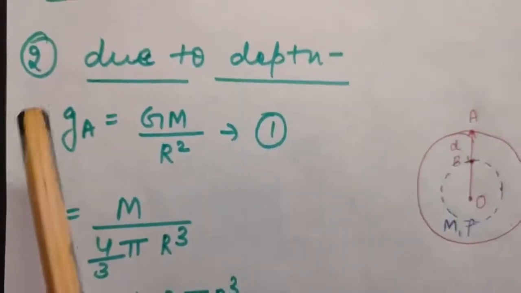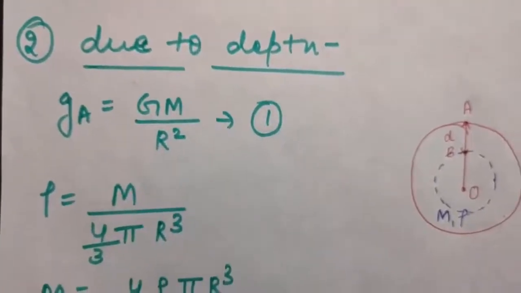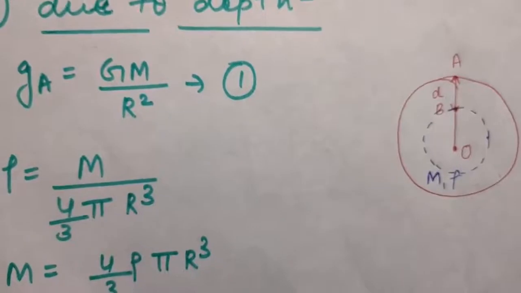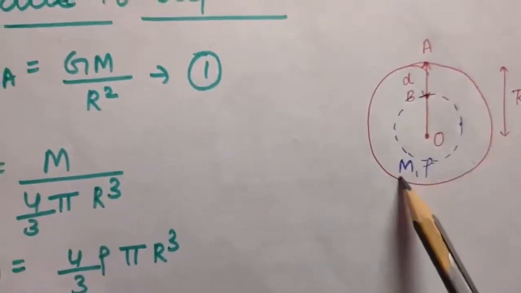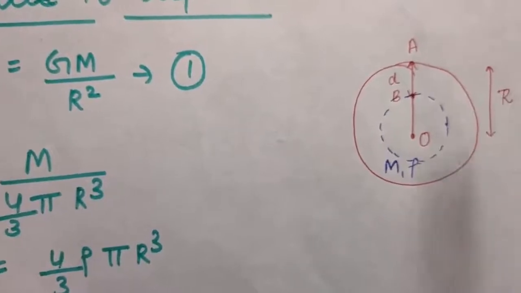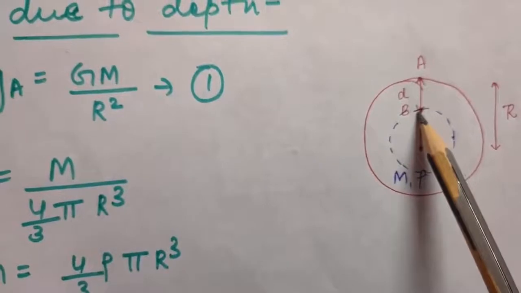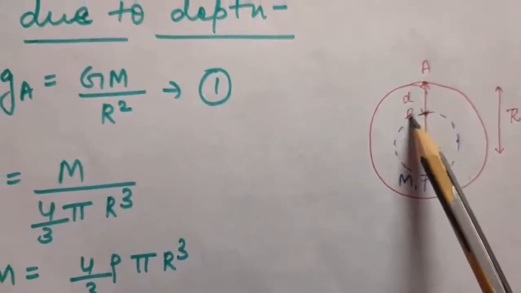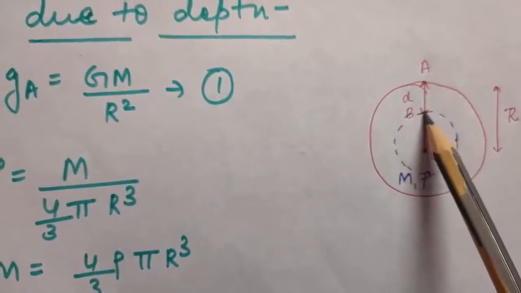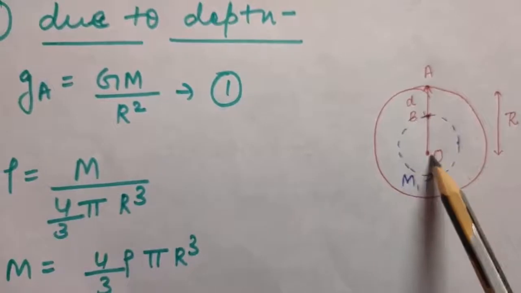Okay, so the second point is the variation of g due to depth, and due to height we have already studied. For that, look at this diagram. So again, this is the earth which has a mass of m and radius of r. Now this is the point A and we are going at a depth d inside the surface of the earth, and this is the point B. So let us draw an imaginary sphere at point B, taking O as center.